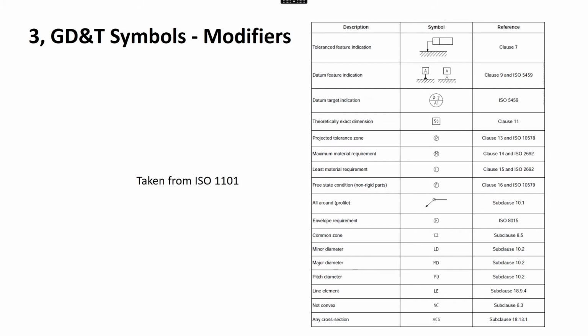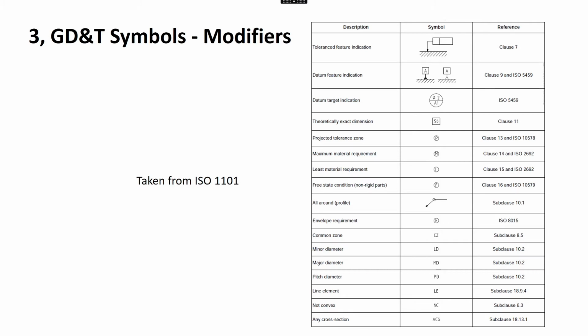Okay, so we've got the all-round symbol. So it's just the circle on the corner of the arrow, which signifies the all-round. We've got an envelope requirement. So in this ISO standard, we can actually invoke the envelope requirement next to a particular dimension just by putting the E in a circle. And basically what that means is that particular dimension would then get read very similar to the ASME standard. It's very similar to Rule 1 of the ASME standard.